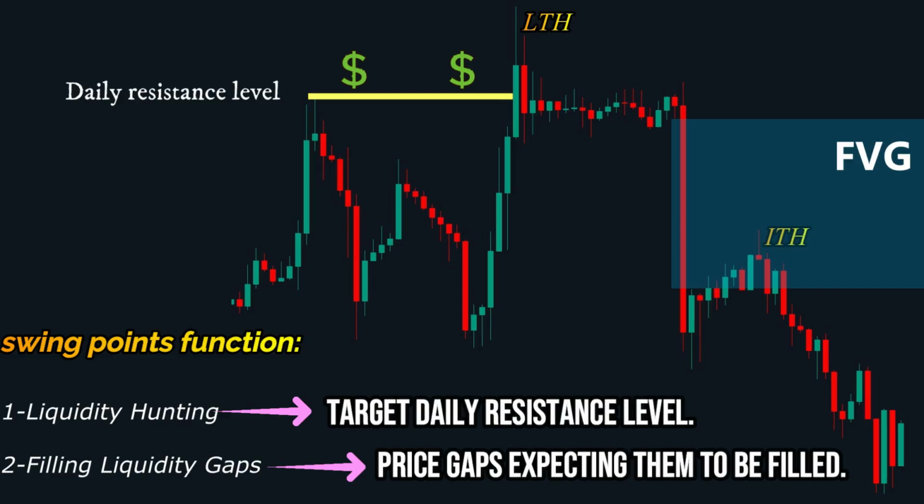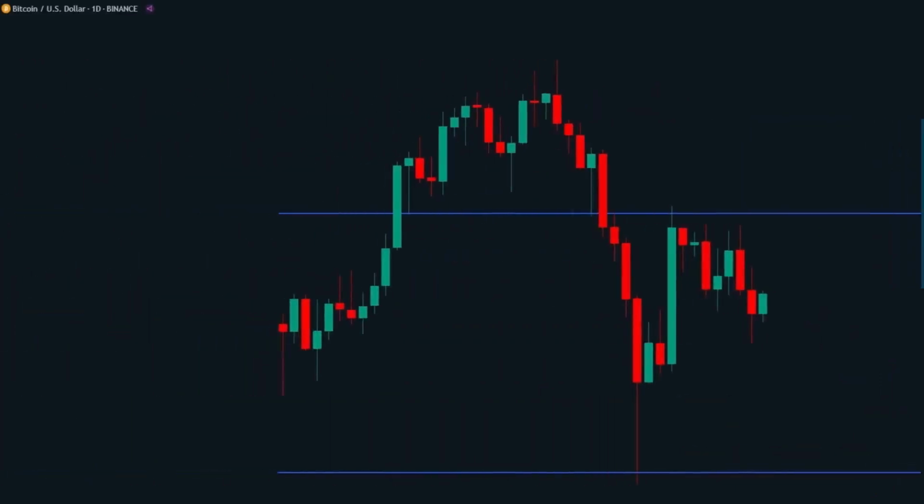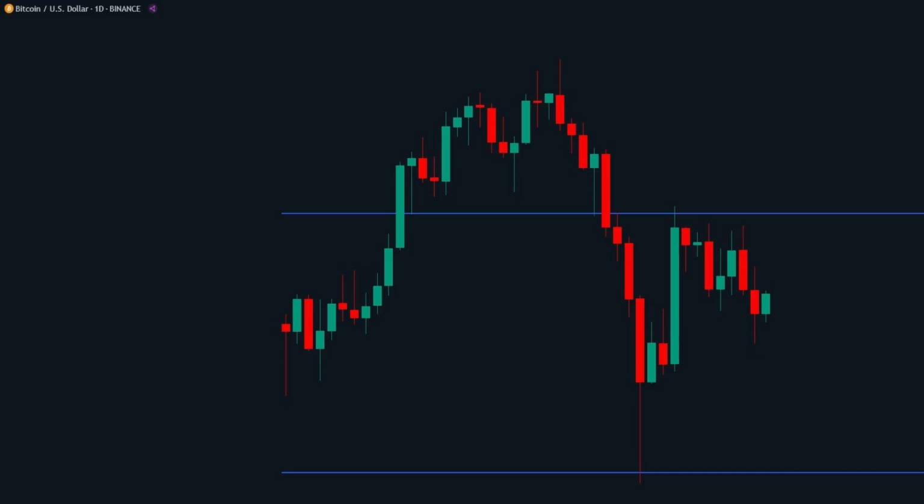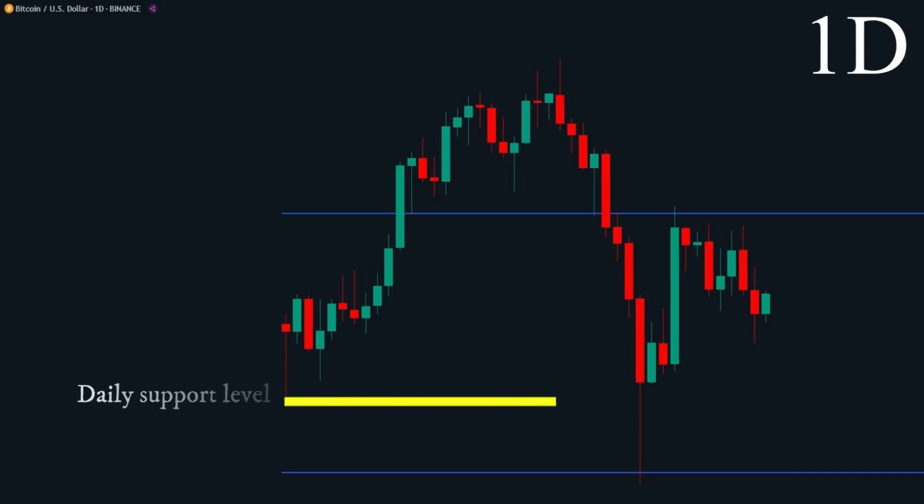Filling these gaps restores liquidity and balance to the market, making it a potentially suitable area for entering a trade. To better understand market structure and accurately identify swing points and trading areas, we will analyze the Bitcoin chart. In the daily time frame, the price has reached a support level.